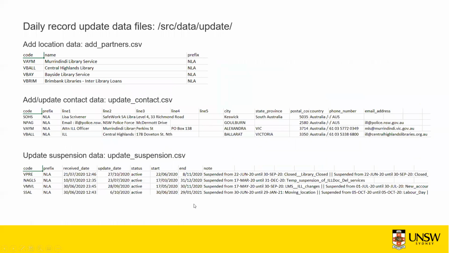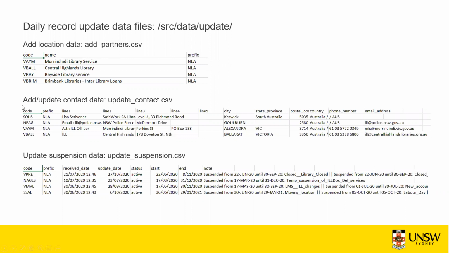Okay, next we look at the data for the daily update. The first one is the data for adding a new location, but we name the data file as add partners. In this data file, we only need 3 values: a code, name, and prefix. Then we use these 3 values to create a new data record.